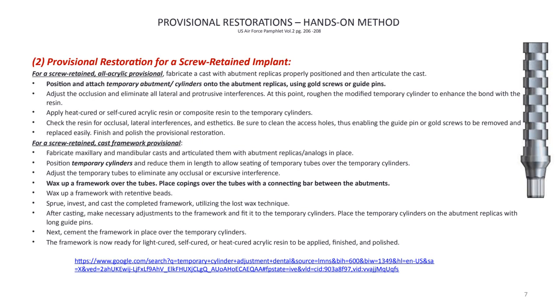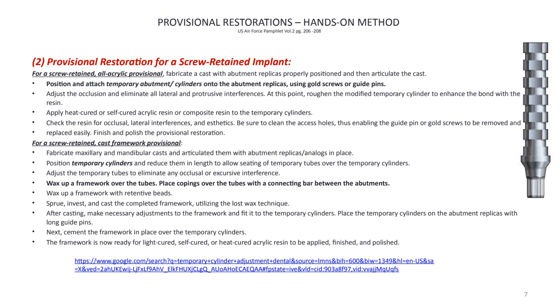So the previous method that we presented was about a temporary restoration used for a cement retained provisional. Now we're talking about a provisional restoration for a screw retained implant. The provisional restoration in both cases is very similar in terms of the fabrication method, but there is a little bit of a difference.